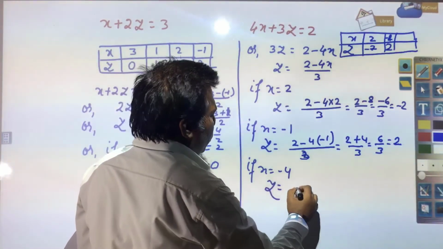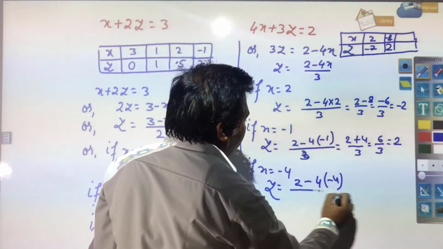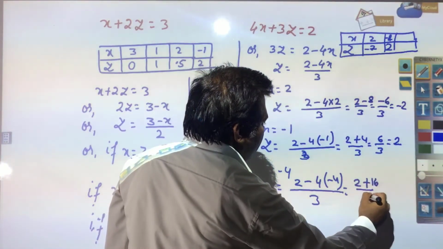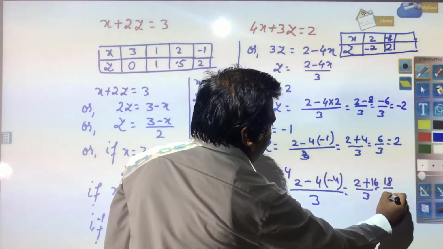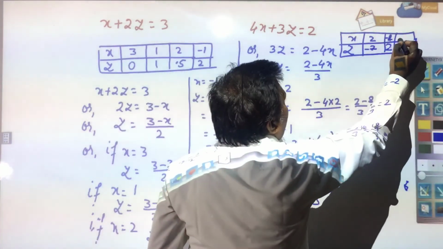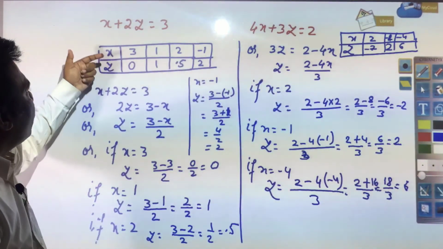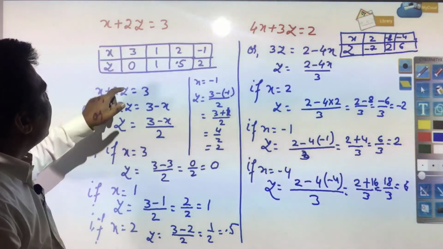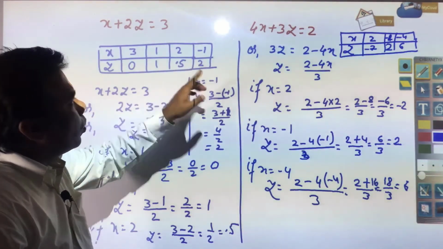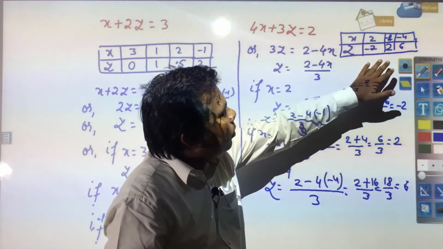Y will be equal to 2 into 4 into minus 4 divided by 3. So, this you will get 2 plus 16 by 3, it means 18 by 3, and this you will get 6. So, when you are assuming minus 4, you are getting 6. So, what coordinates have you got of x and y? For this equation you have got (3, 0), (1, 1), and (minus 1, 2). For this equation you have got (2, minus 2), (minus 1, 2), and (minus 4, 6).